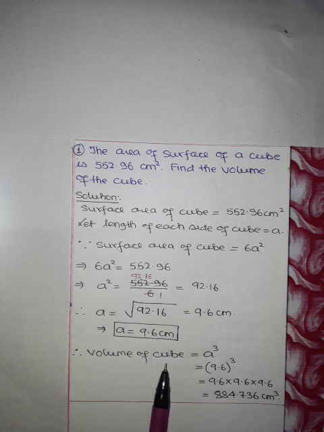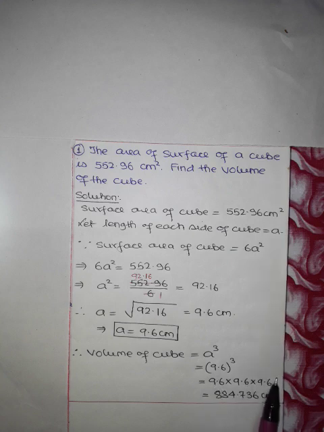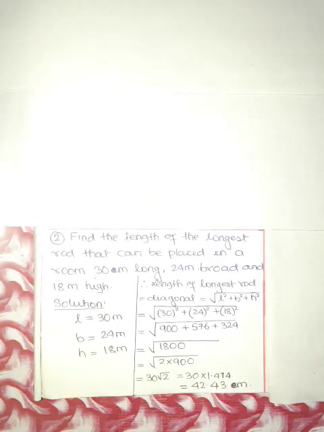Therefore the volume of the cube is equal to a cube. a we have got as 9.6. So 9.6 whole cube means 9.6 into 9.6 into 9.6. You know how to multiply decimal numbers. If you multiply this, you'll get 884.736 centimeter cube. Centimeter cube is the unit for volume.